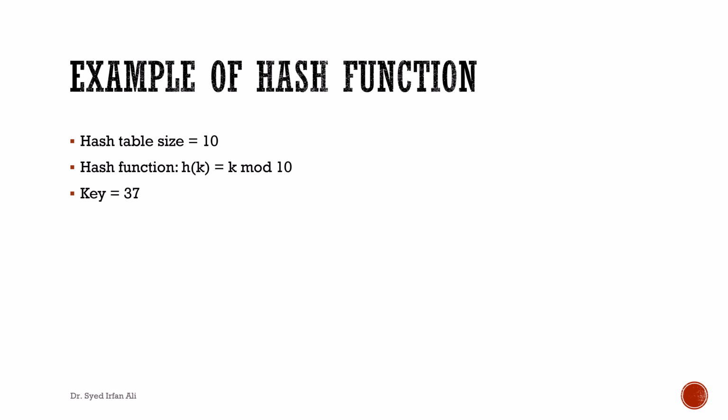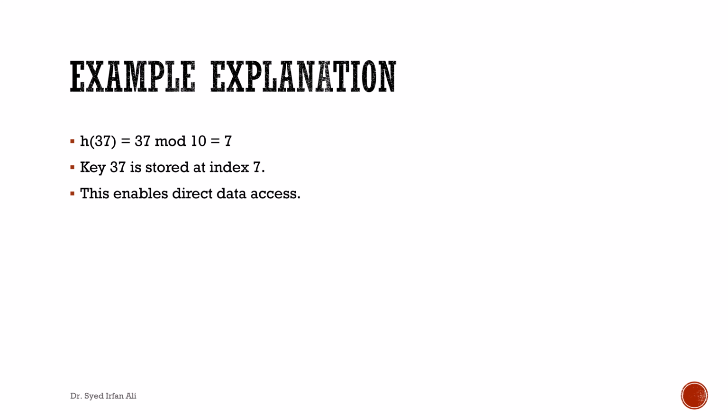Let us understand hashing with an example. Assume the size of the hash table is 10. The hash function is h(k) = k mod 10. Now let the key be 37. We apply the hash function. 37 mod 10 gives 7. So, the key 37 is stored at index 7. This shows how hashing provides direct access to data.